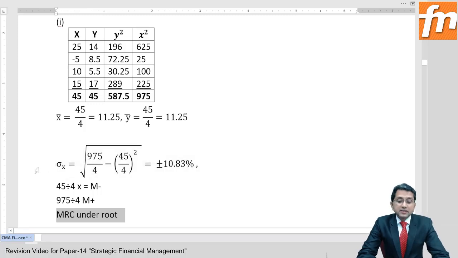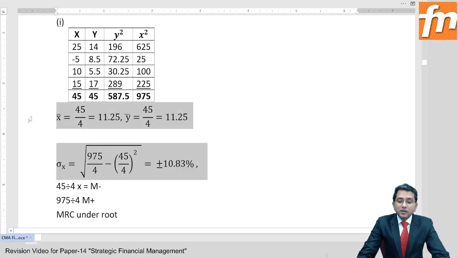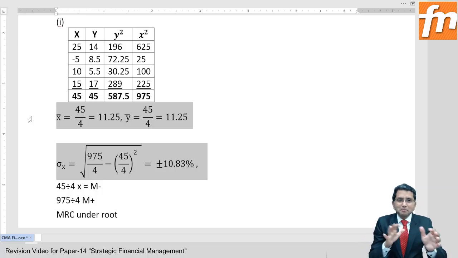What is the interpretation of this answer? You will say, though the share of Bajaj Auto historically has provided a return of 11.25%, there is no guarantee that in future also every year it will give 11.25%. Somebody asks you what is the return on Bajaj Auto, you say it is 11.25. They say, are you sure it will give exactly 11.25 in future? You say, no, there may be some up or down in the return. How much plus minus? Plus minus 10.83%.